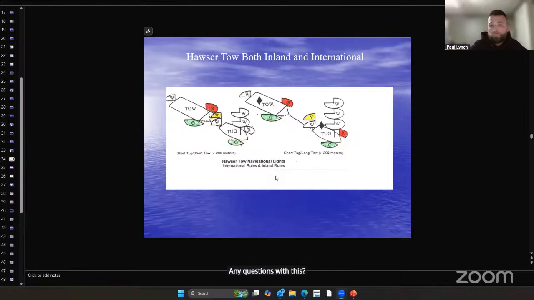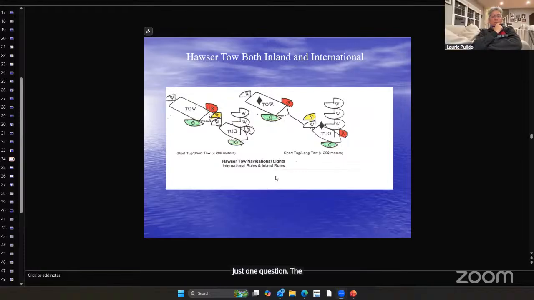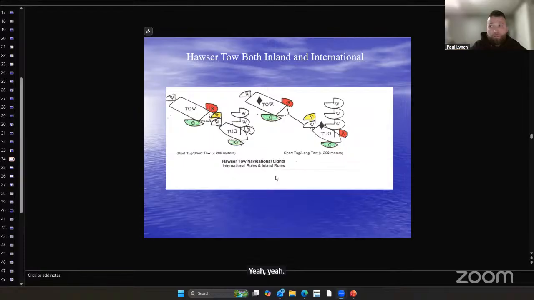So, three mast headlights in a vertical line, it's if it exceeds 200 meters or more in length. Just one question. The yellow ahead is for inland and international on those, right? Yeah, that's honestly the only yellow light you'll see in the high seas, a towing light over a stern light.